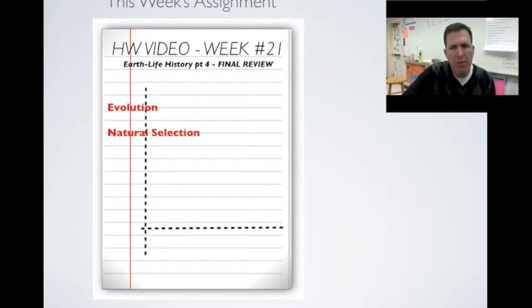Okay. So for your notes, write down evolution and natural selection on your left-hand column, and write down a short definition in your own words about what these mean, okay?